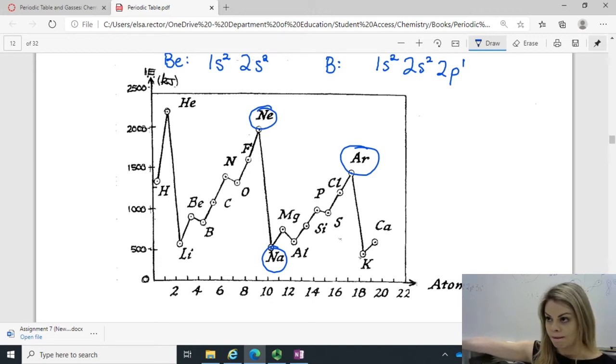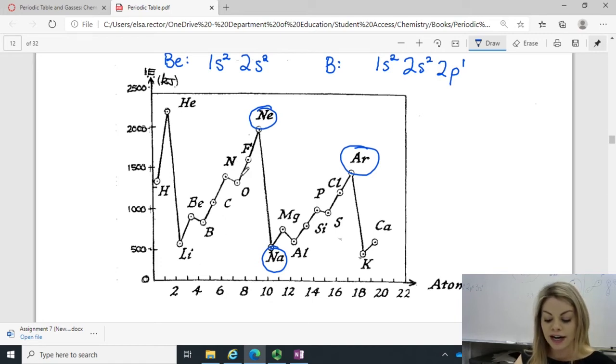Does that mean that it's easier to remove something from the third, like the P subshell, than the S subshell? Yeah, theoretically. But not. Because the P is at a higher energy level. Okay. Does that make sense?